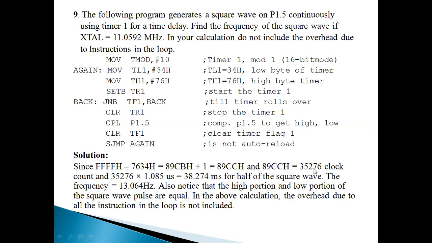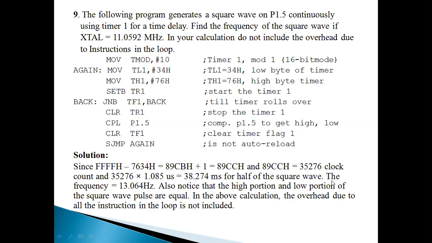So its equivalent decimal value is 35,276 clock count, and the time delay for these many clock cycles is equal to 35,276 into 1.085 microseconds. I hope you know how we got this 1.085 microsecond. We have to divide 1 by 12 into 11.0592 megahertz, which will give us this value. So this is the time period value, 38.274 millisecond for half of the square wave. If you want to get it for the full square wave, we have to multiply it by 2.